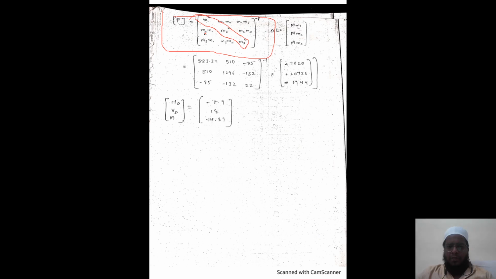Now here m2 m1, why? Because it is in second row and first column, so m3 m1, then m2 square, then again m2 m3. Why m2 m3? Because it is in second row and third column. Okay, then similarly m3 m1, m3 m2 and m3 square. Very carefully you have to take down all these values.